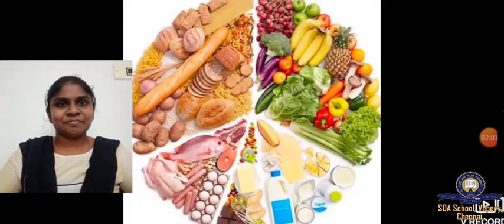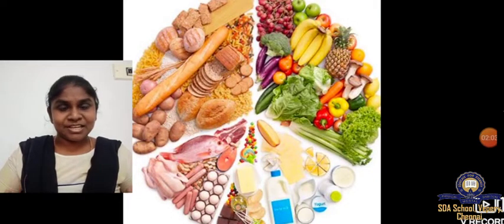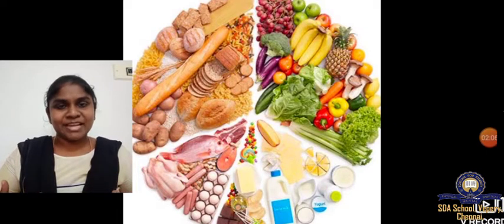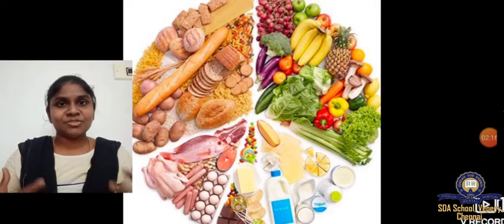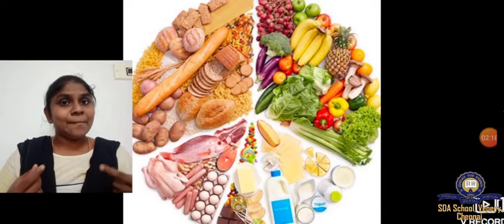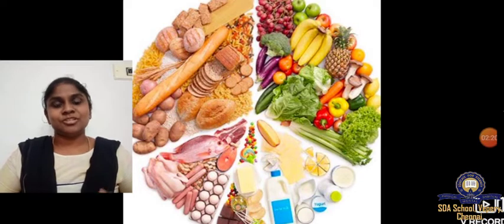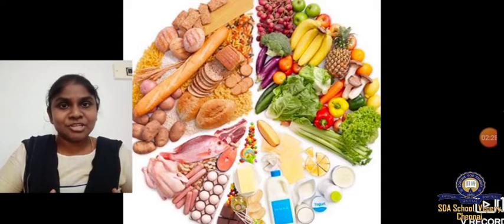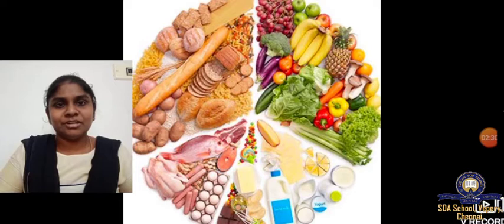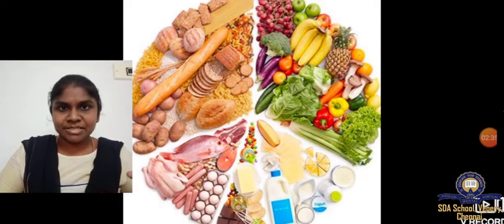Look at this picture. By looking at this picture, what comes to your mind? These are all food items, right? Yes. We learned in the beginning that most of the things we eat, we get from the plants. So now we are going to learn what things we are getting from the animals. In this picture, there are four food groups, right? One food group consists of vegetables and fruits.